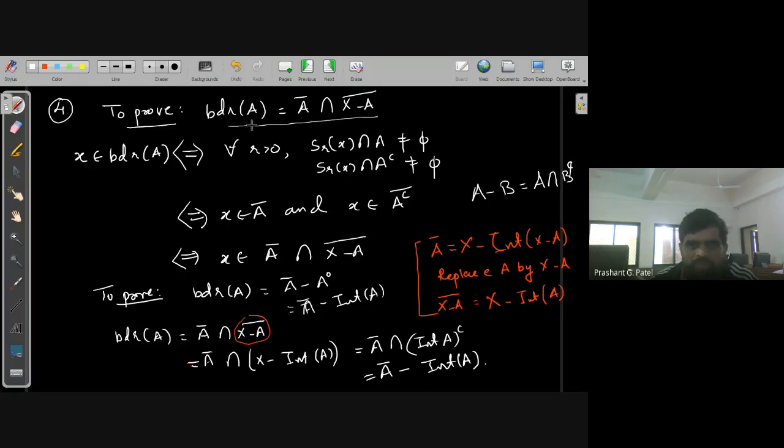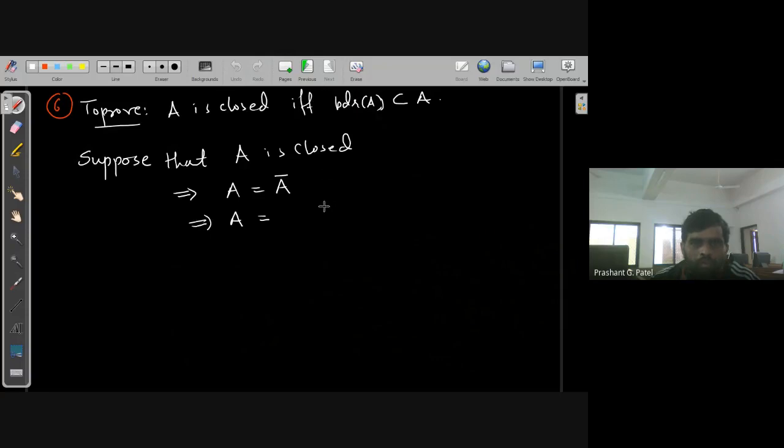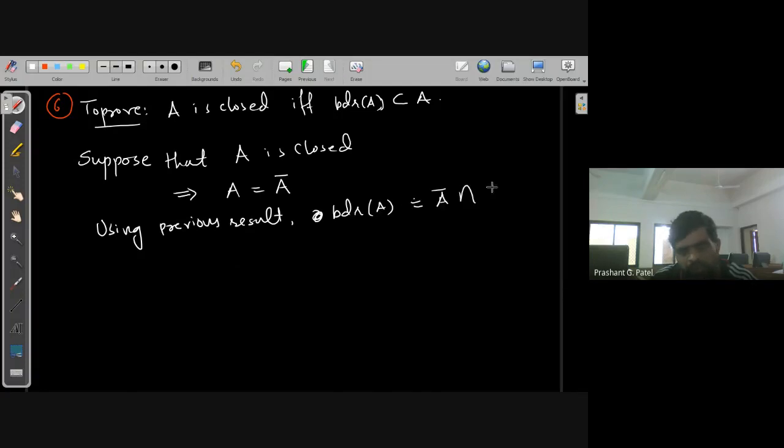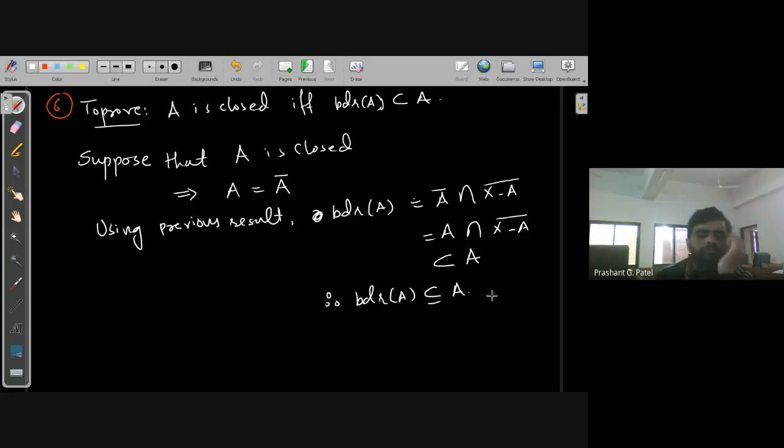So if you use this result, using the previous result, we say that the boundary of A is equal to A closure intersection X minus A closure, but A is closed, so we can say that this is a subset of X minus A closure. So I can say this is a subset of A. So hence the boundary of A is always a subset of A. That proves the one side.